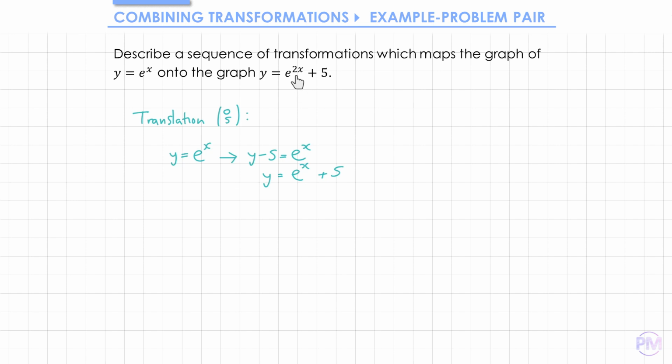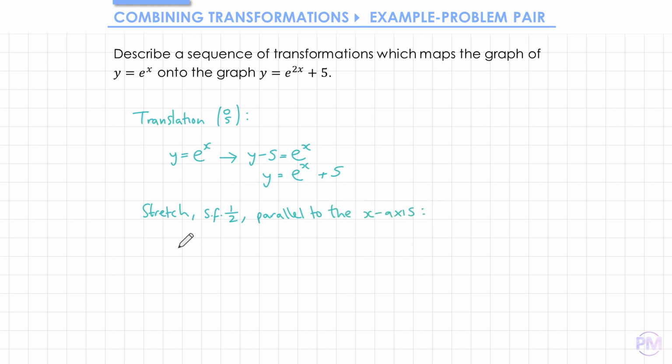Next we'll deal with the 2x. To get from x to 2x, we've clearly multiplied by 2. But when we're dealing with stretches, it's easy to think of the scale factor as the thing you divide by. Multiplying by 2 is the same as dividing by a half. So we have a stretch of scale factor 1/2 parallel to the x-axis.